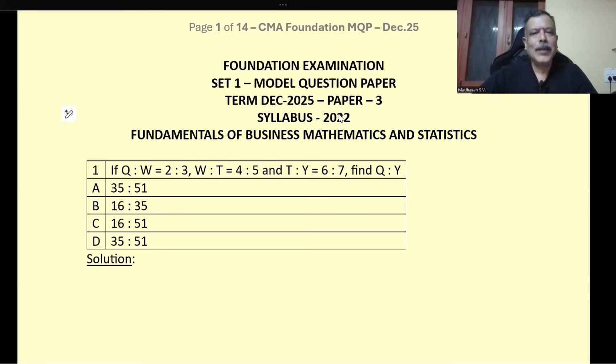Hello everyone. In this video we are going to solve model question paper set 1 meant for December 2025 CMA Foundation syllabus 2022 for fundamentals of business mathematics and statistics. First question: if Q is to W equal to 2 is to 3, W is to T equal to 4 is to 5 and T is to Y is 6 is to 7, find Q is to Y.